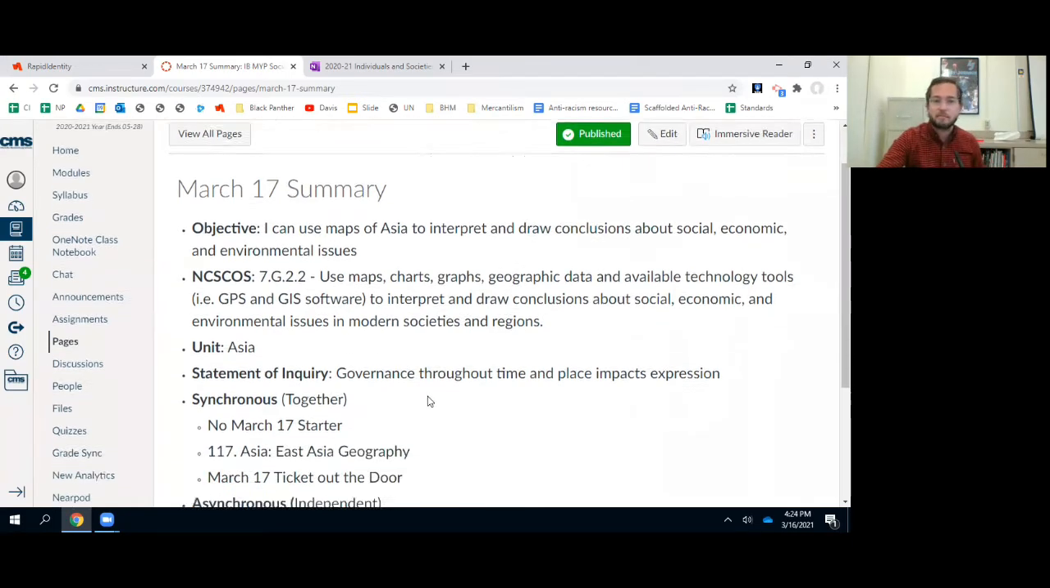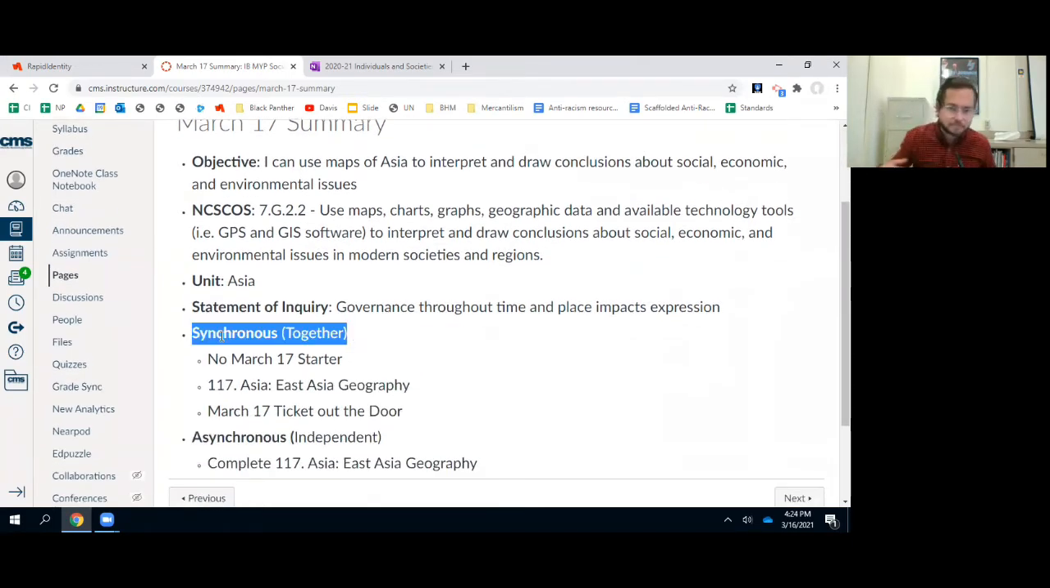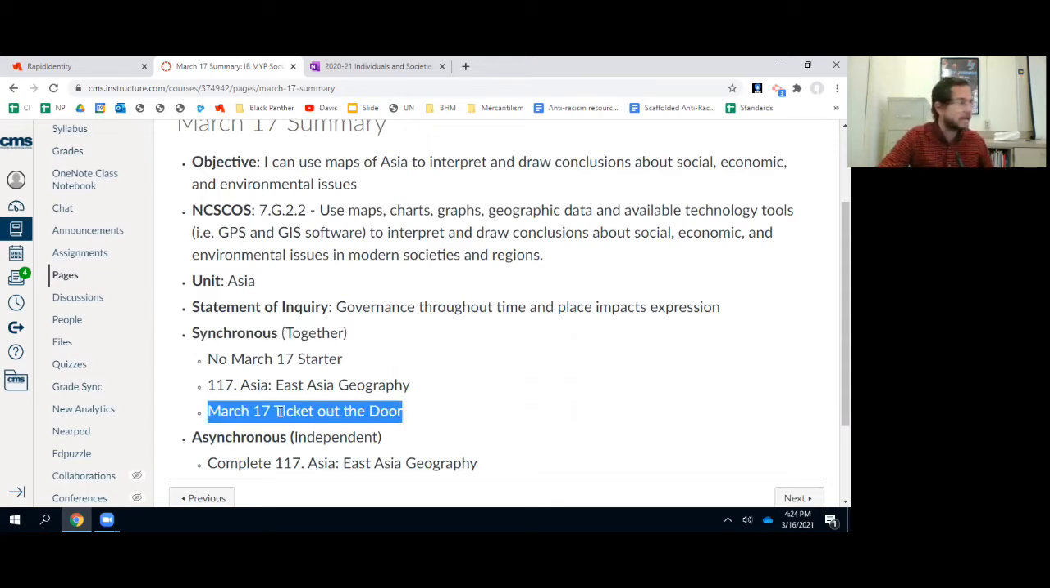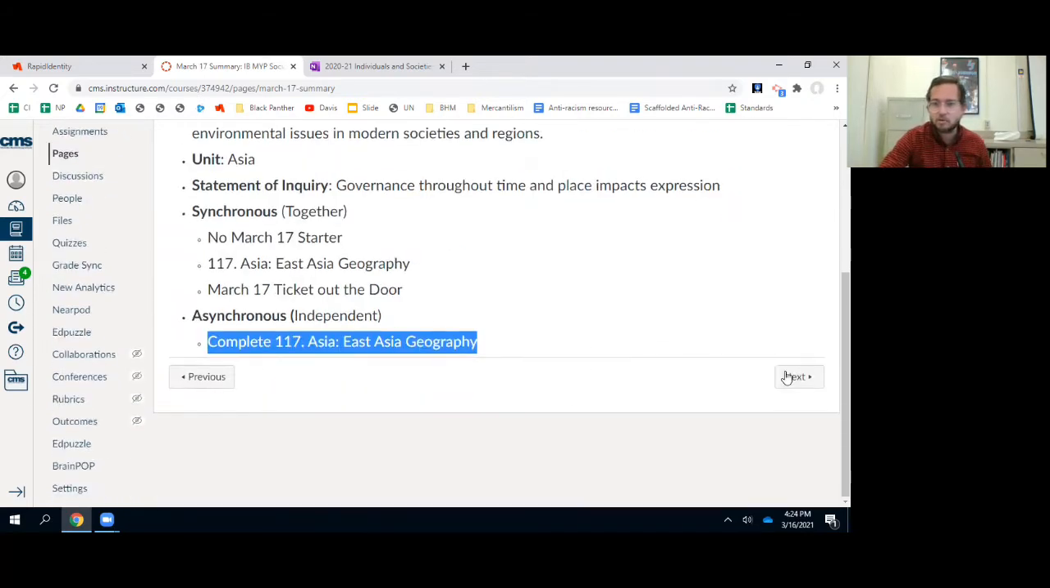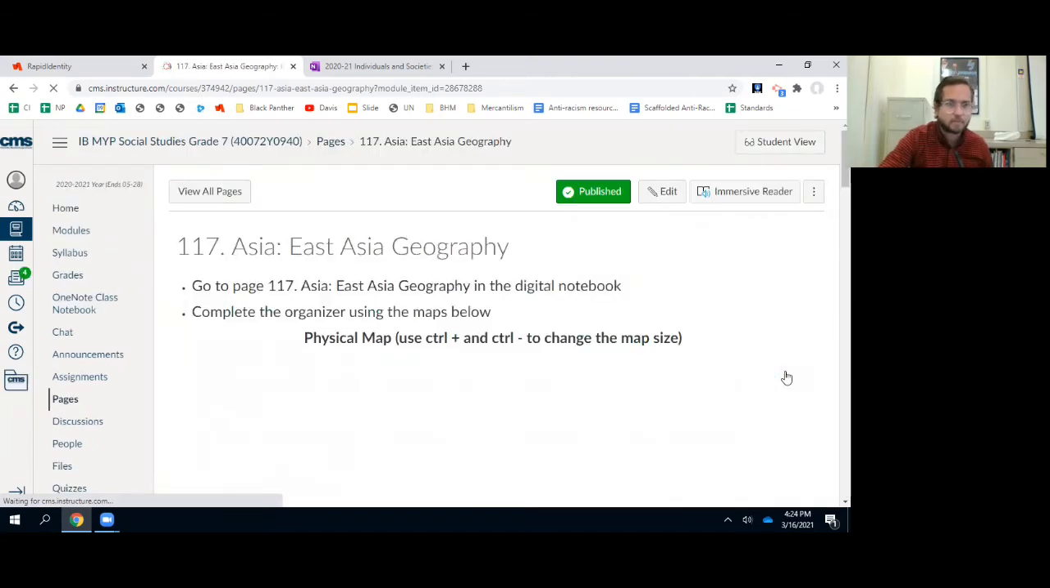Okay, so let's look at this synchronous time here. No March 17th starter. We're going to begin 117 Asia, East Asia geography. And then there is a ticket out the door today. We're going to start getting in that rhythm again. And you will have a starter tomorrow. Asynchronous work is to complete 117 Asia, East Asia geography. So let's go to that right now.